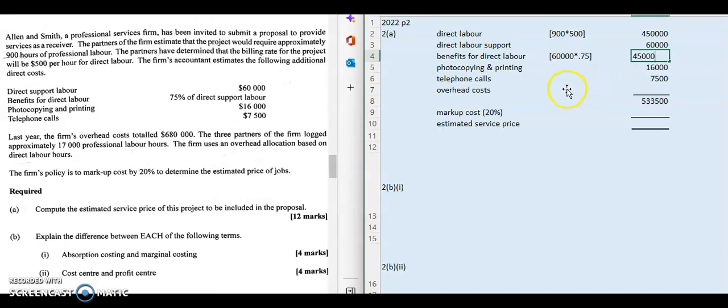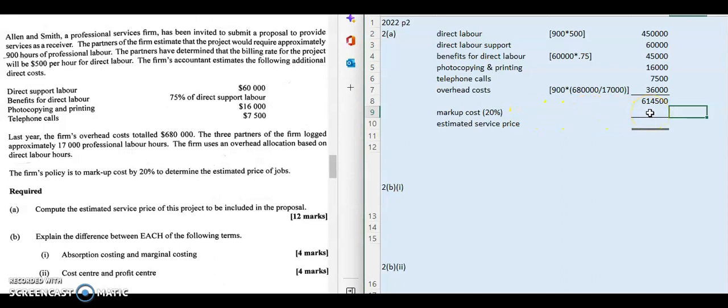And then the next thing we have to work out is the overhead costs. We want the rate, which is 680,000 divided by 17,000. 17s are 68, so that'd be $40. So $40 times the 900 hours should give us the overhead costs. 40 times 900, that's 36,000. All right, so that is the cost of the job, and then we're going to add on the 20% markup.